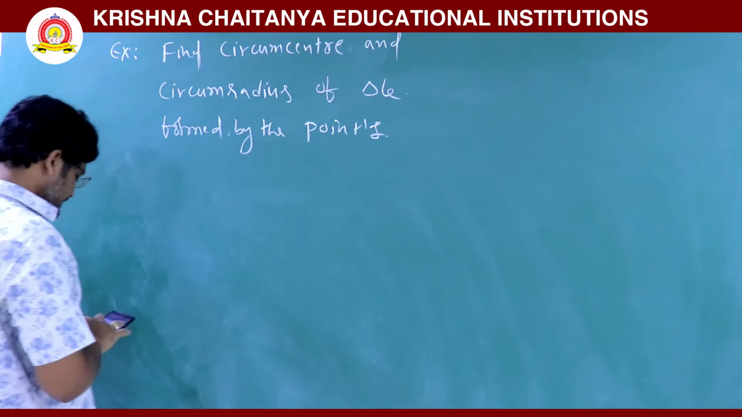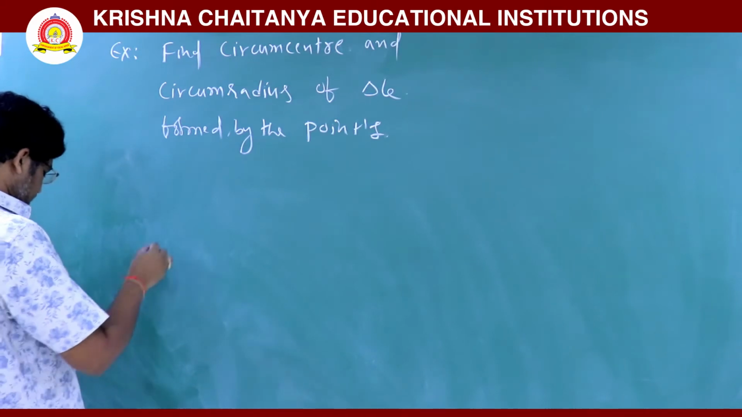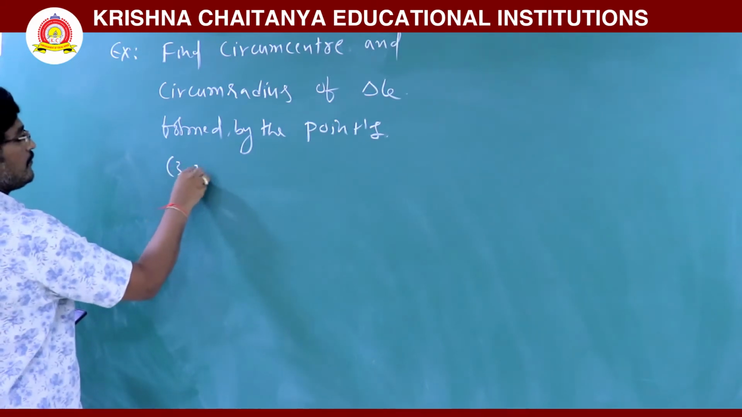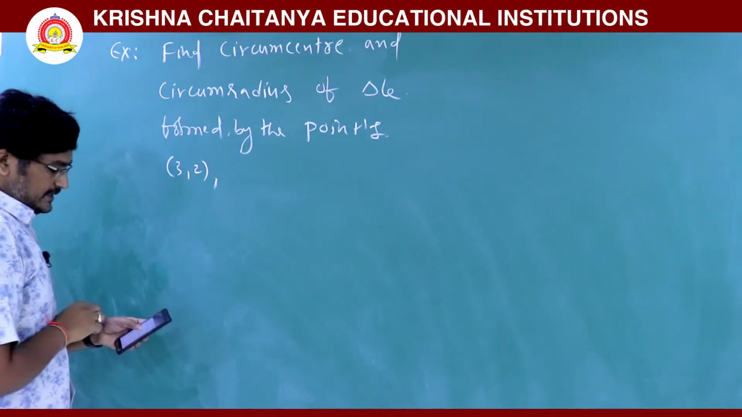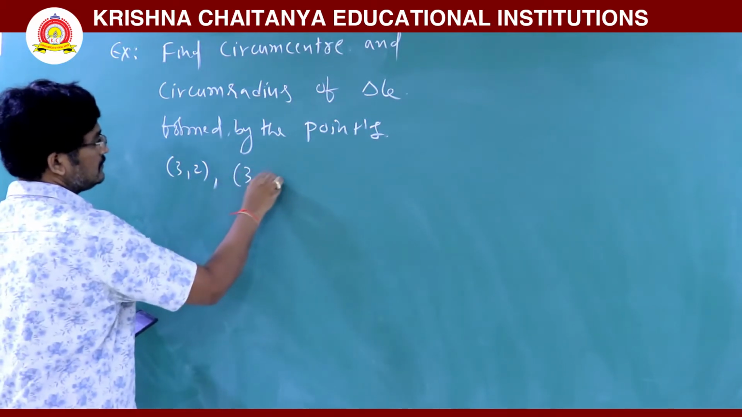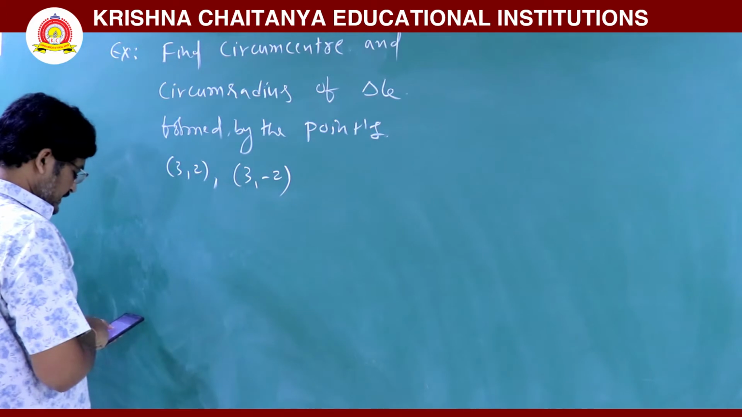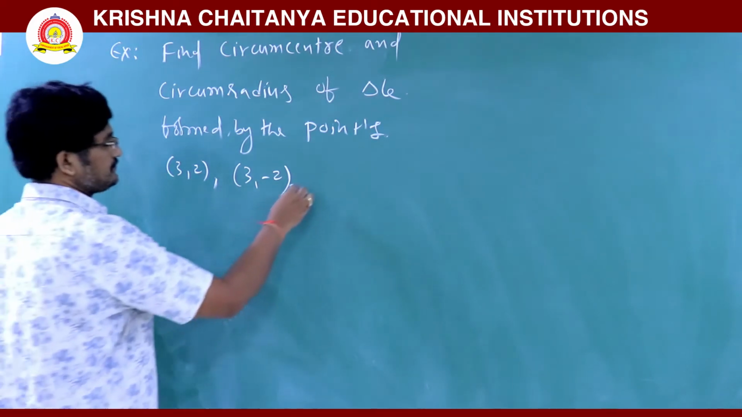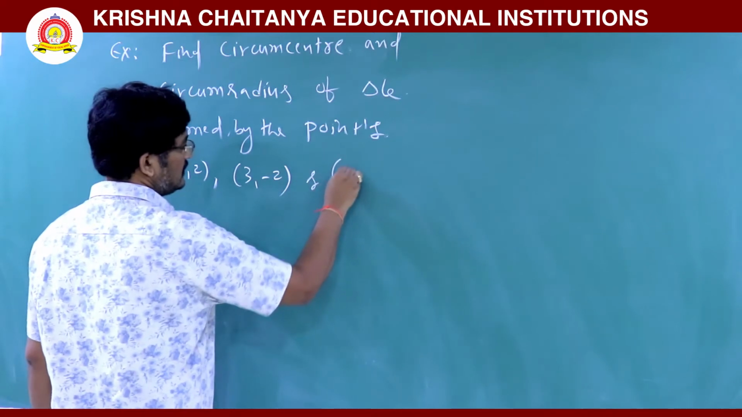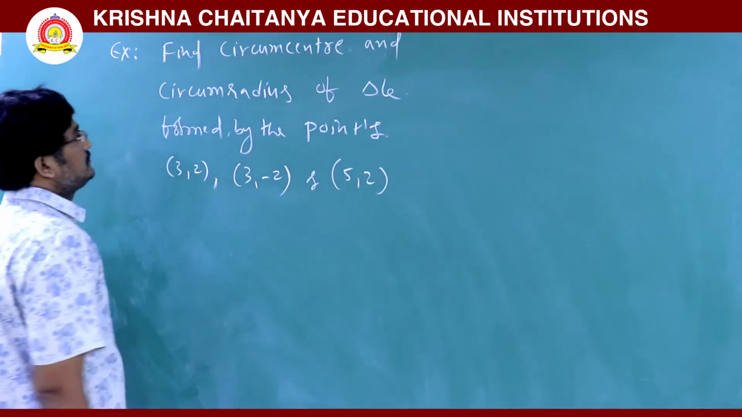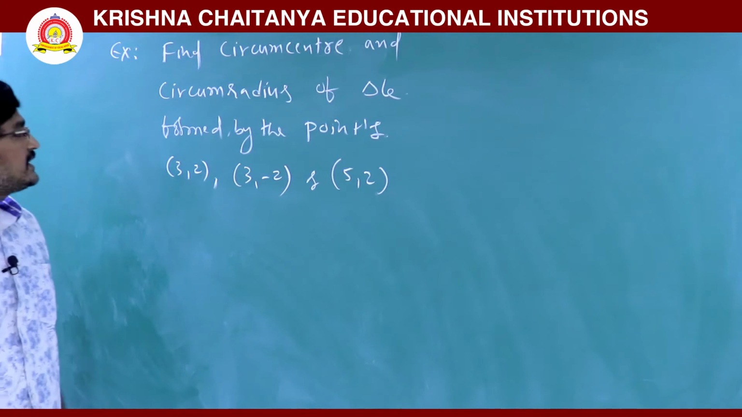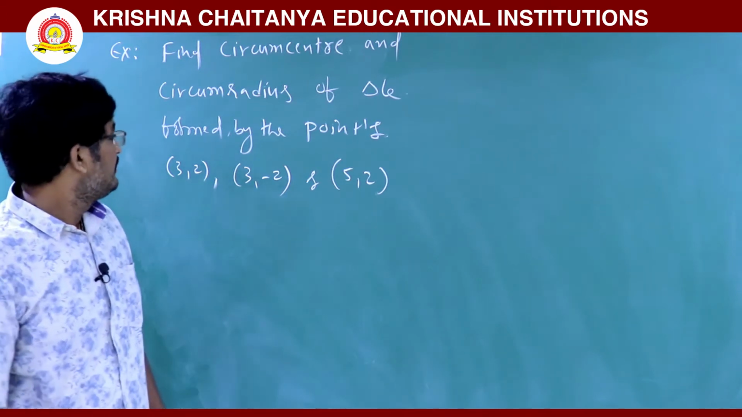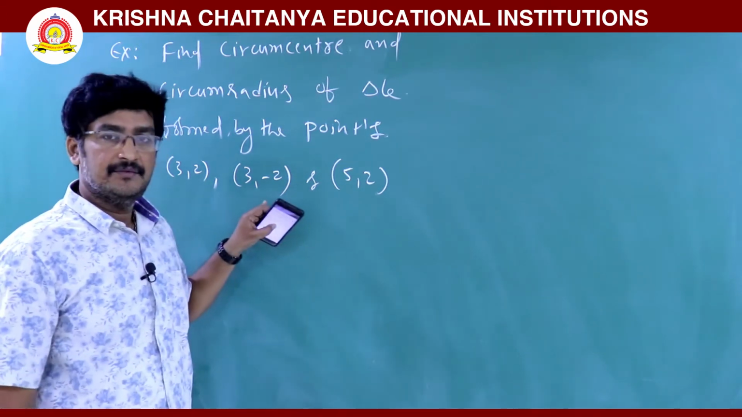Okay, what are the points given? The first one is (3, 2), the second point is (3, -2), and the third one is (5, 2). So find the circumcenter and circumradius of the triangle formed by these three points.